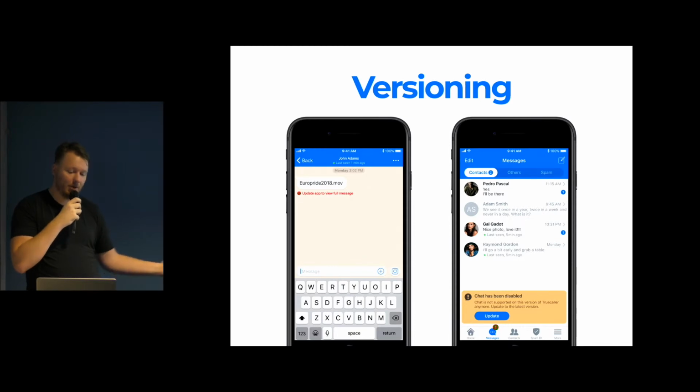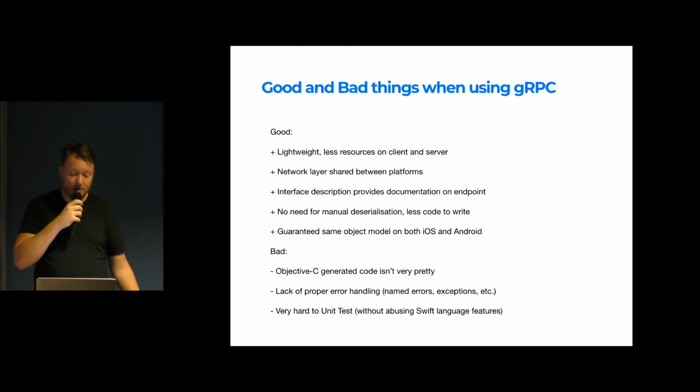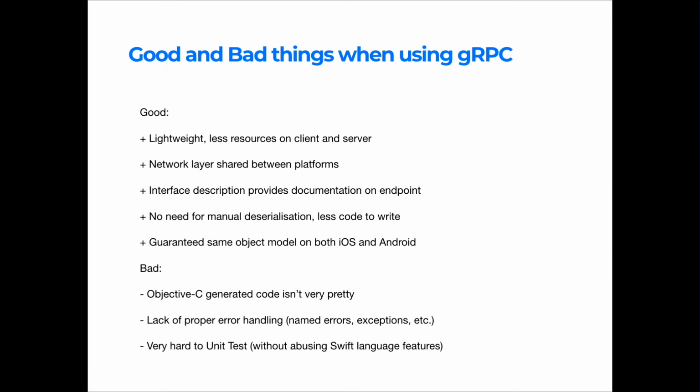That's not happening because we got versioning, which is somewhat hard to build with the regular JSON. But as with most things, gRPC and Protobuf have some good and some bad things. So again, the goods: it's lightweight, binary encoded, and uses very few resources on both client and server. Shared network platform layer, I believe they built it all in C++, so interface description providers between endpoints, so you don't have to set up your own routes as you may do in Alamofire today.